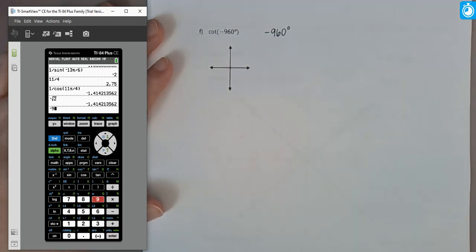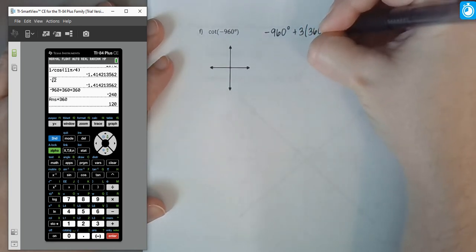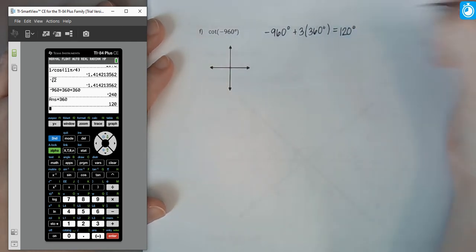Let's just do this one on the calculator. So negative 960. If we add 360 one time, that's not going to be enough. What happens if we add another one? Well, it's still not going to be enough, so let's add one additional one. Again, keeping in mind these are representing full rotations in the positive direction, that's going to take us to 120. So we added on 360 3 times, so plus 3 full rotations of 360 degrees is going to take us to 120 degrees. So that's going to be our coterminal angle.